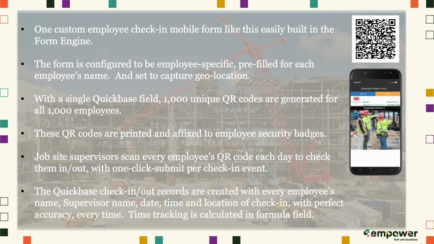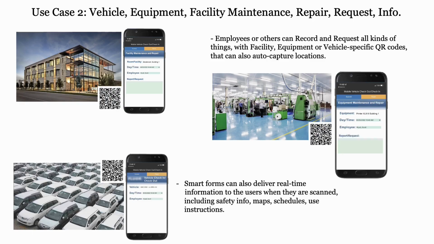And so the Quickbase check-in and check-out records are created with every employee's name, supervisor's name, date, time, and location of the check-in with perfect accuracy every time. Time tracking is calculated in formula fields. Here are some other examples that we'll get into a little deeper, but just like you have your employee-specific QR codes and forms for up to all your employees, you can have the same facility and room or area-specific QR codes and pre-filled smart forms for your facilities everywhere.